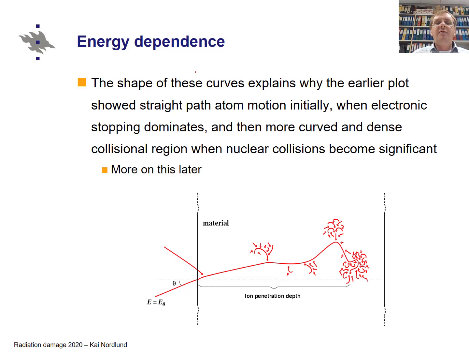And now if you look at these curves, you understand this picture a bit better, because you saw that the electronic stopping dominates at high energies, so this was this regime, but then at the lowest energies the nuclear stopping power dominates, and that's the reason why we have this dense set of collisions here at the end of the ion path.